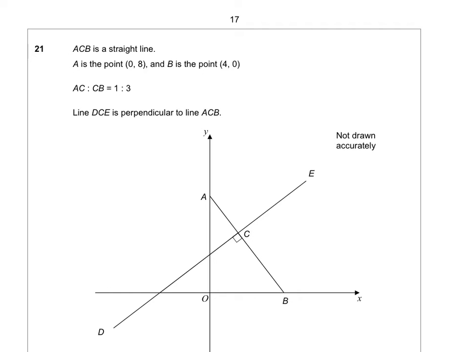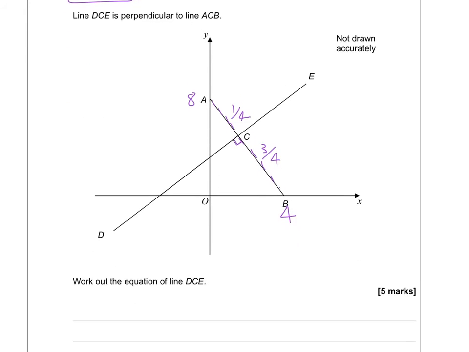Question 21. ACB is a straight line. A is the point 0, 8, and B is the point 4, 0. AC to CB is 1 to 3. So AC is 1/4 of the length from A to B, and CB is 3/4 of the length from A to B using this ratio here. Line DCE is perpendicular to line ACB. We have to work out the equation of line DCE.